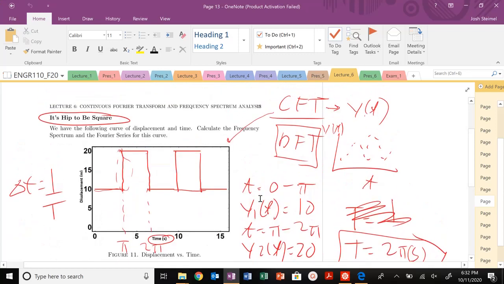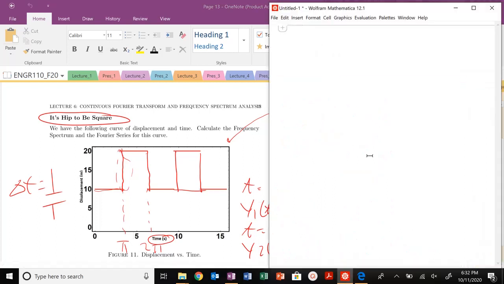We are going to do that example that we did last time in class theoretically, but this time solving it in Mathematica. So let's go back to our Huey Lewis problem. I know that my y sub 1 from 0 to pi is going to be equal to 10. My y sub 2 is going to be equal to 20 from pi to 2 pi. My period T is going to be 2 pi seconds.